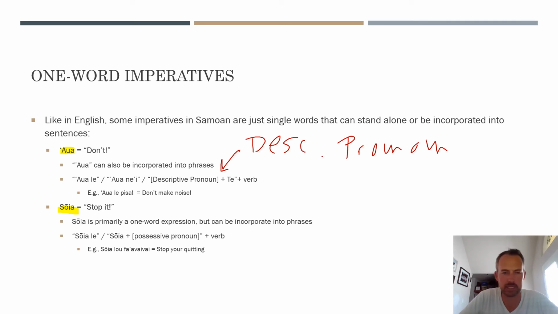The one example sentence I guess I didn't touch on yet for soia is soia lo fa'avaivai. In this case, I'm using the word fa'avaivai, that's the verb, and that kind of means to quit. It literally translates to make weak. And we're using the possessive pronoun lo. So soia lo fa'avaivai literally translates to stop your quitting. Don't give up is kind of what it's conveying.